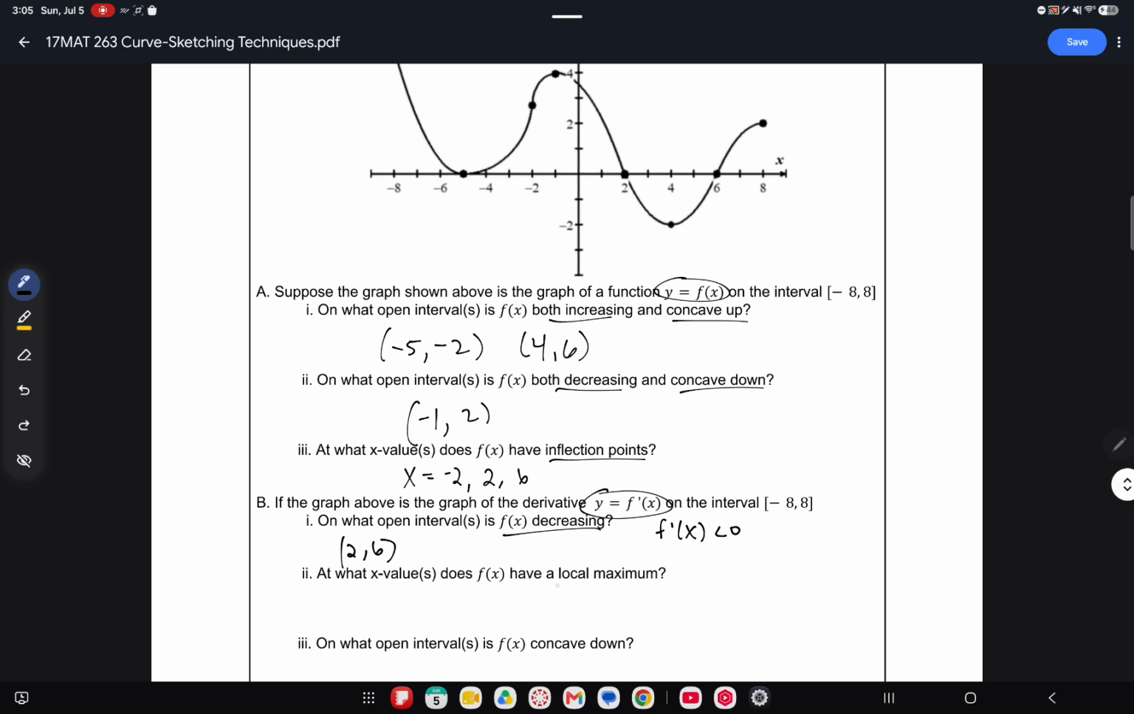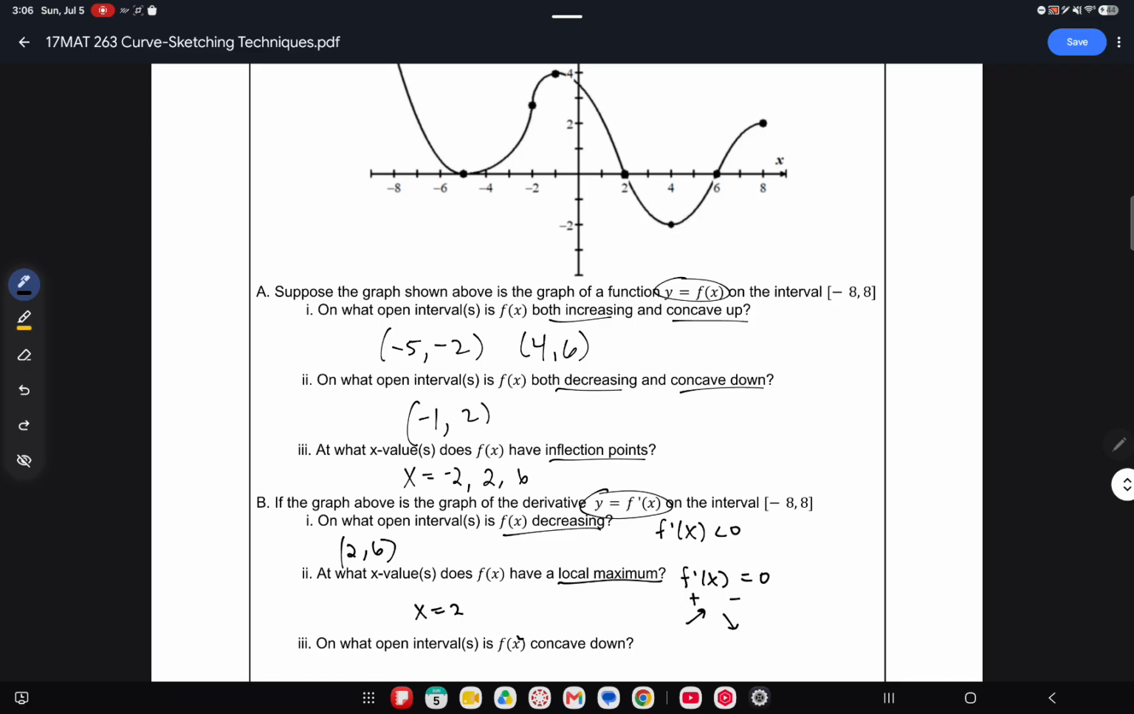And what x values do we have a local maximum? That's when the first derivative is set equal to 0. The maximum is when we're changing from increasing to decreasing, or changing from positive to negative. If I look here, there's no sign change because both sides are positive. But if I look here, I'm changing from positive to negative. And if I look here, I'm changing from negative to positive. So I'm only really looking at x equals 2.